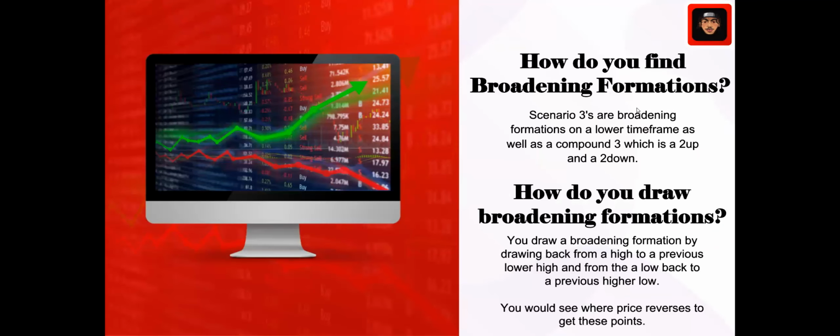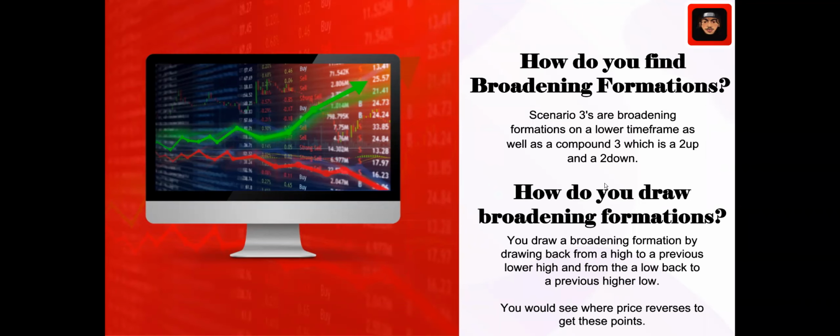Now, how do you find a broadening formation? One of the easier ways to find a broadening formation is scenario threes. If you find a 3 on a monthly time frame and you zoom down to a lower time frame, that would be a broadening formation. If you find a 3 on the daily and you go down to a lower time frame, like the 5-minute, you will see a broadening formation. So that's one of the ways you can find one. Just look for 3s and then go down a time frame or two, and you'll see the broadening formation.